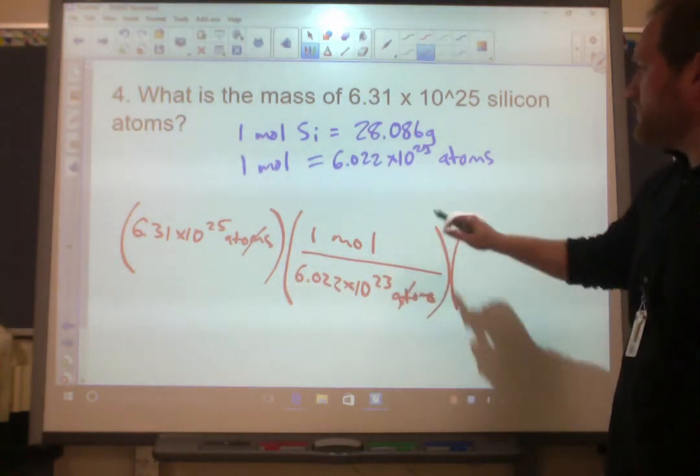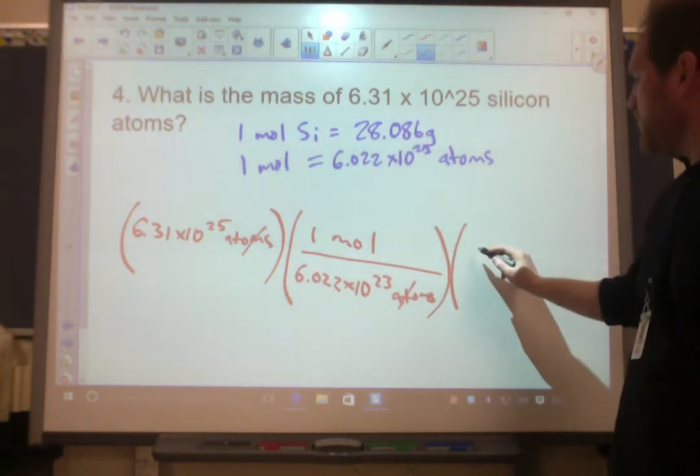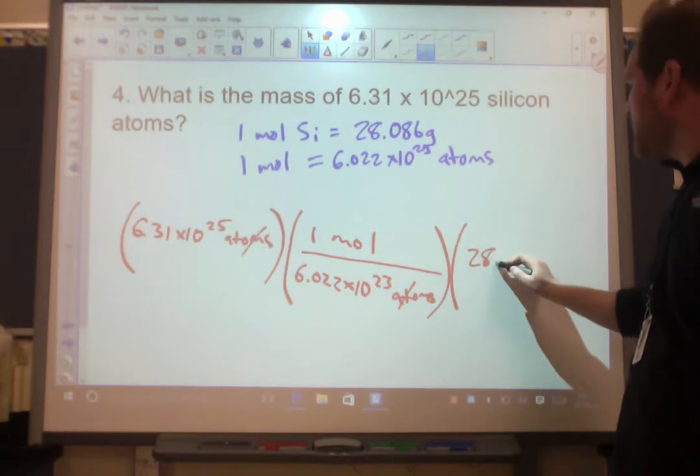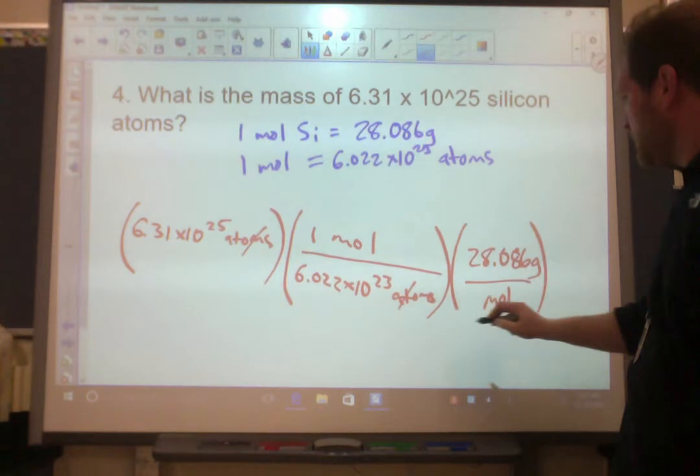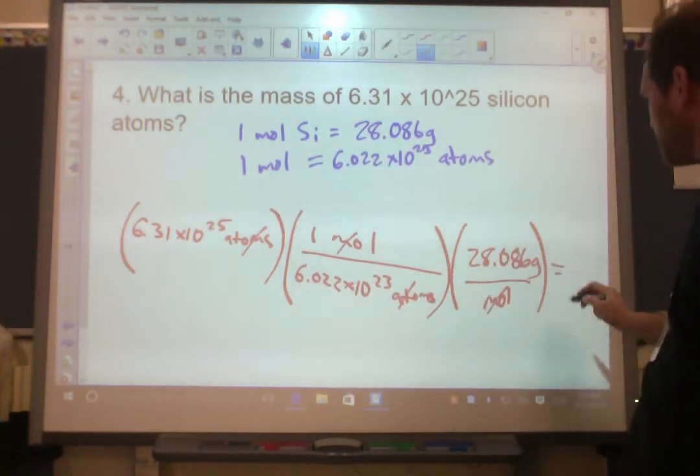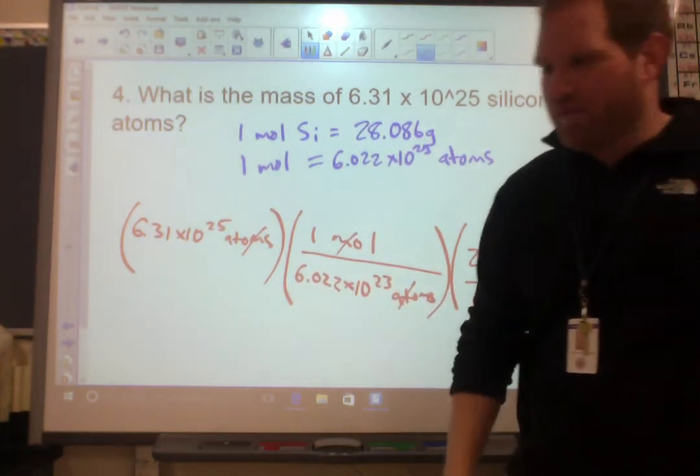So this is going to give us moles, and now we're going to turn it into grams. So I'm going to put my grams on top, 28.086 grams per mole. Mole cancels mole. We're left with grams, and let's see what we get.